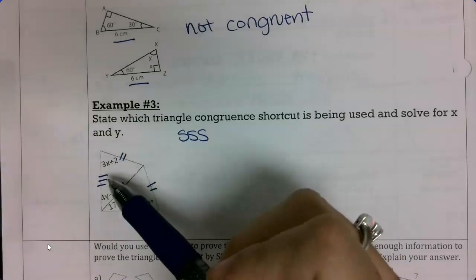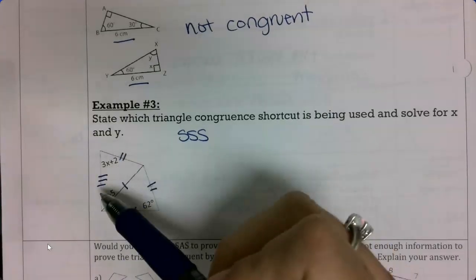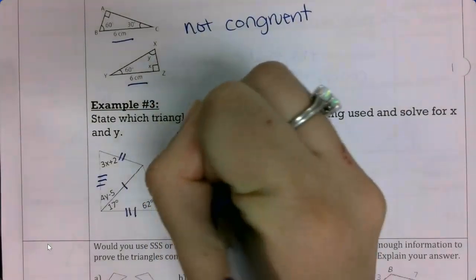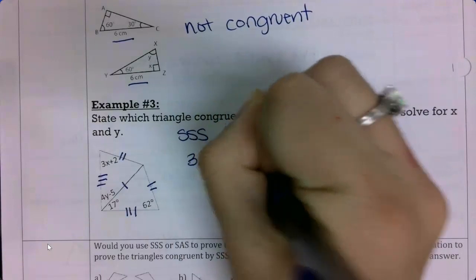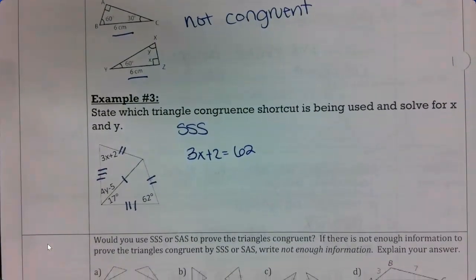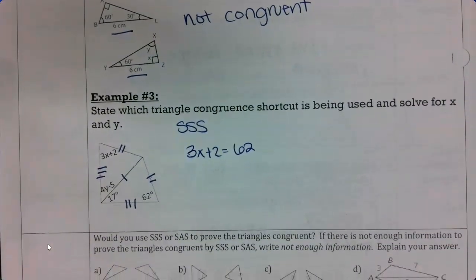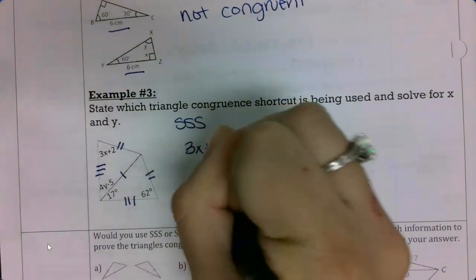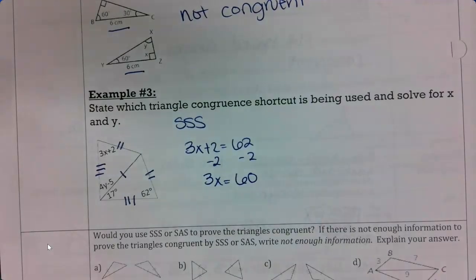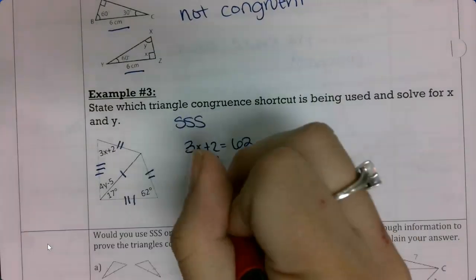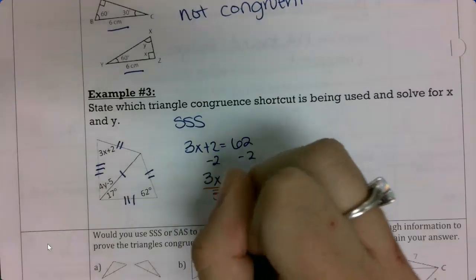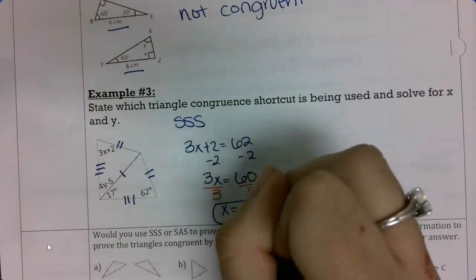So the angle with the x is in between the 2 and the 3. In between the 2 and the 3, I have the 62. So I have 3x plus 2 equals 62. So when I subtract 2 on both sides, I get 3x equals 60. And I want to divide both sides by 3. I get x equals 20.